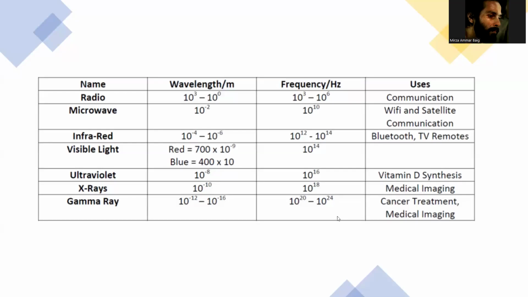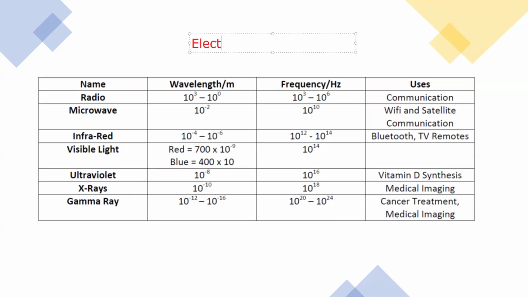So the electromagnetic radiation, what is electromagnetic radiation? Electromagnetic radiation means the radiations which can pass through vacuum and do not require a medium to travel. But why specifically do we call them electromagnetic?